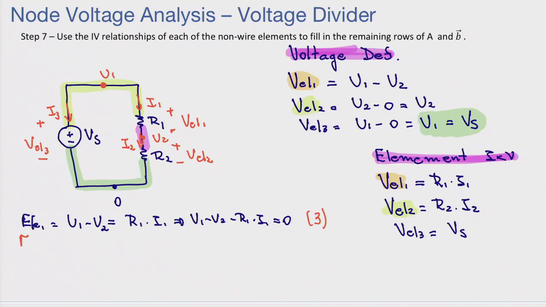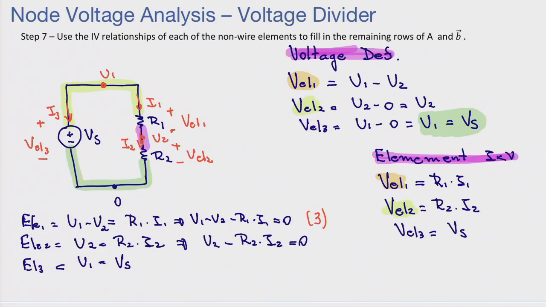Oh, okay, element two. If I do the substitution for element two, I can write U2 equals R2 times I2. And then, of course, we don't need to do the substitution for element three because I did it up there, which is U1 equals Vs. So now we have equation four. Let me rewrite it for consistency. We have U2 minus R2 times I2 equals zero. This will be our equation four. And this is our five. Okay? Now we wrote our problem, we set up our circuit analysis. We can tell the computer, this is what you have to follow.